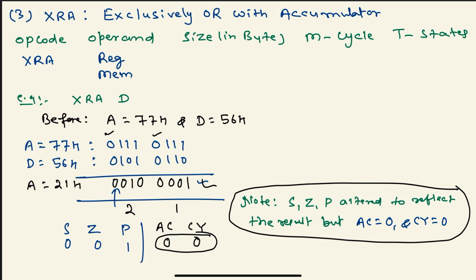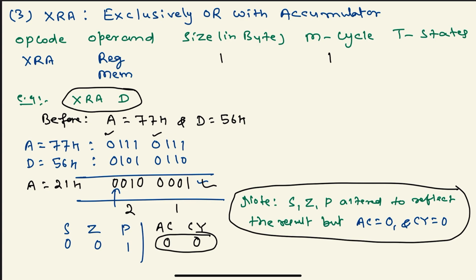Now we'll talk about their size. So if you see XRA D, this is the instruction here. In this instruction, it has only one English alphabet operand, so their size will be 1 byte here, and their machine cycle will be only 1.